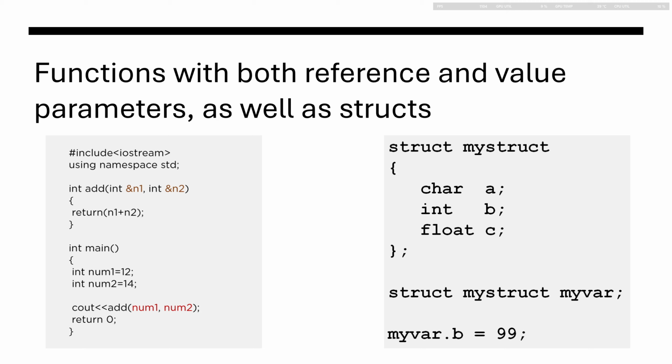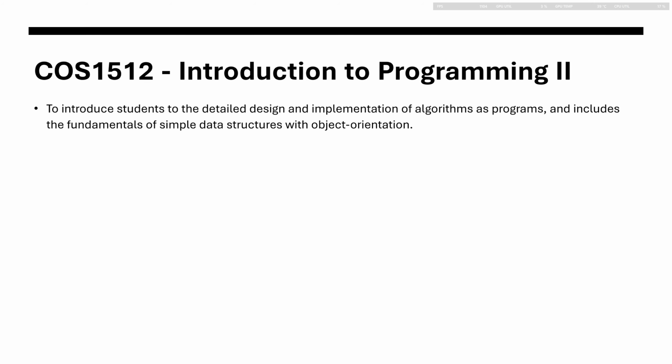And on the left it is the reference type parameters. And you'll learn what that means, that little ampersand n1, ampersand n2 in the parameter list. You will learn what that means and how to use it, when to use it, etc. And on the right you will learn about structs, which are basic user-defined data structures. You know, it's like a watered-down class, if you know what a class is.